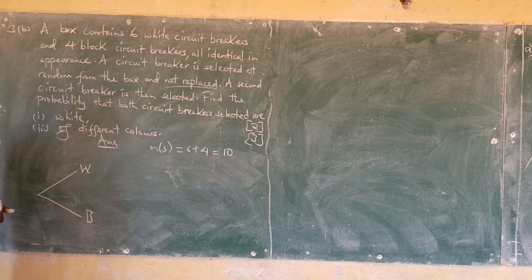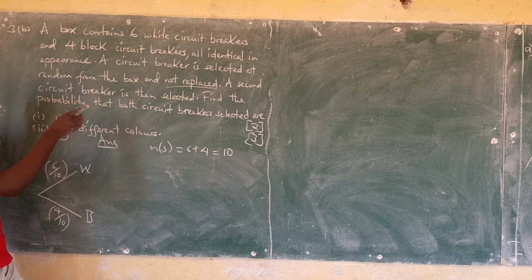And then out of the 10 circuit breakers, we have 6 that are white. So the probability that the first one is white, or the chance that you pick a white one, is 6 out of the 10 that are there. And if this does not happen, the probability that what is picked at first is a black one is 4 out of 10.